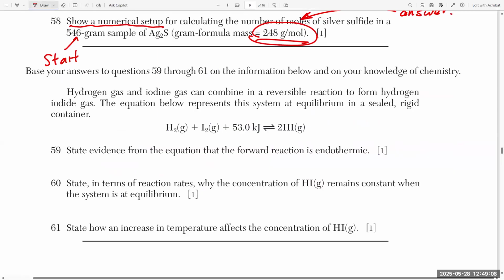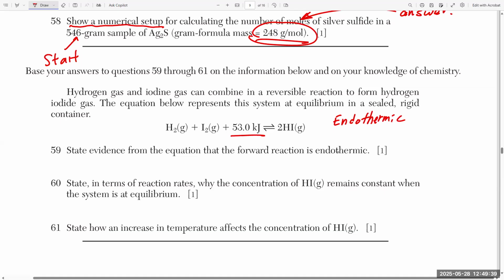Hydrogen gas and iodine gas can combine in a reversible reaction to form hydrogen iodide gas. The equation below represents a system in equilibrium in a sealed rigid container. Now, a couple of things before we move on. What do I immediately notice? I immediately notice energy on the reactant side. Energy on the reactant side means energy is a reactant, so therefore it's going into the reaction, right? So that makes this endothermic, right? Now we might not need it, but I'm just noticing that.